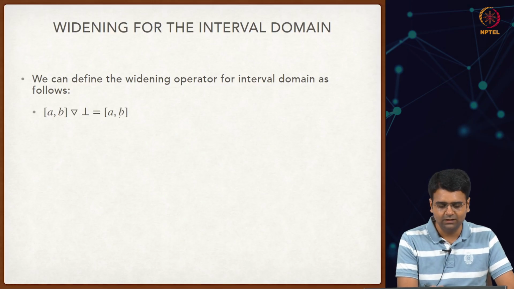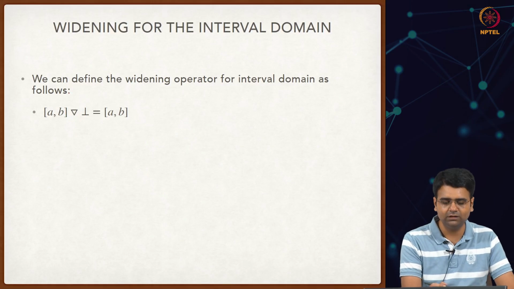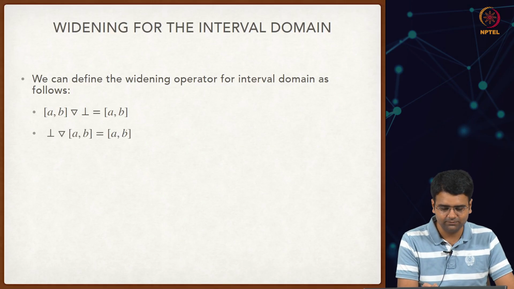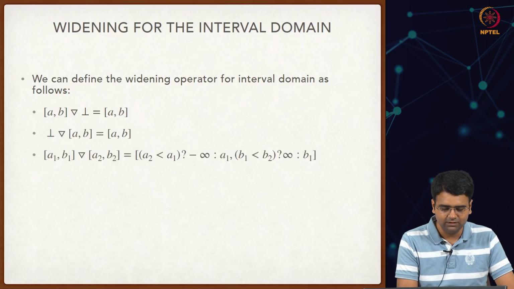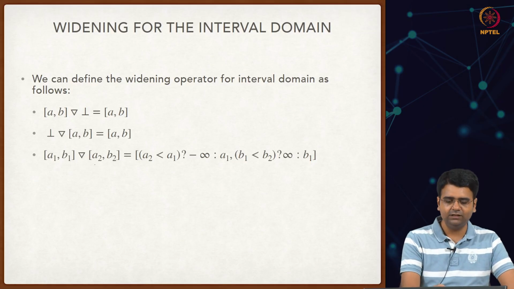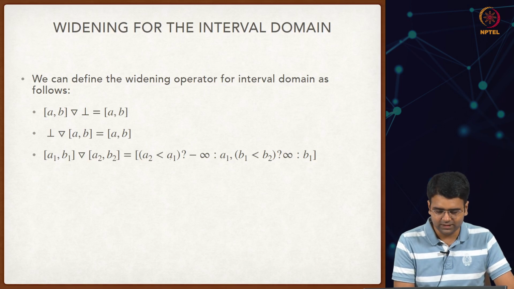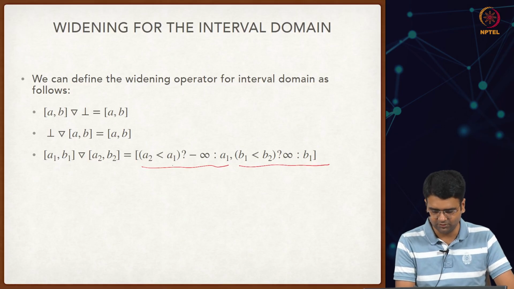If you have any interval AB, then the widening operator applied on AB and the bottom element of the lattice is just AB itself. Similarly, the widening of bottom and AB is AB itself. The widening of A1 B1 and A2 B2 is defined in the following fashion. Here this is the lower bound and this is the upper bound. We are using this ternary operator, question mark and colon, to define the lower bound and the upper bound.